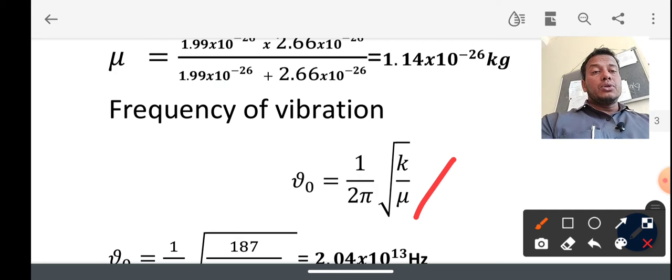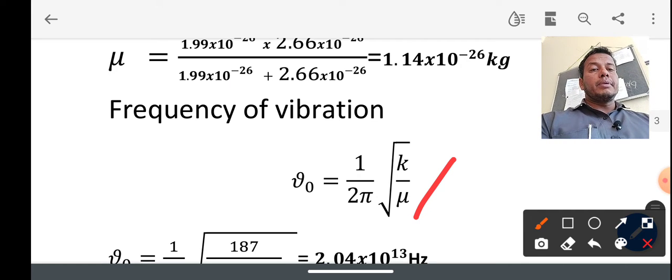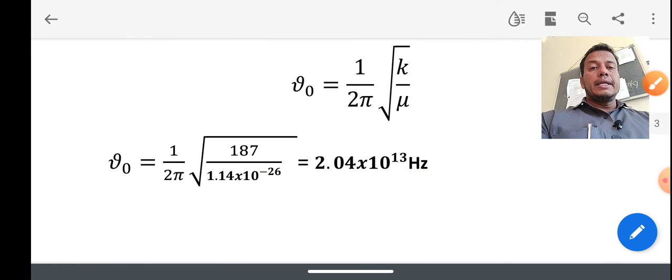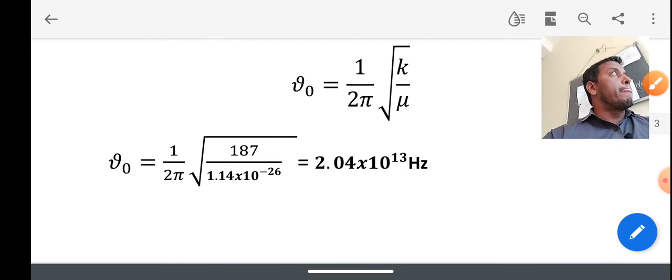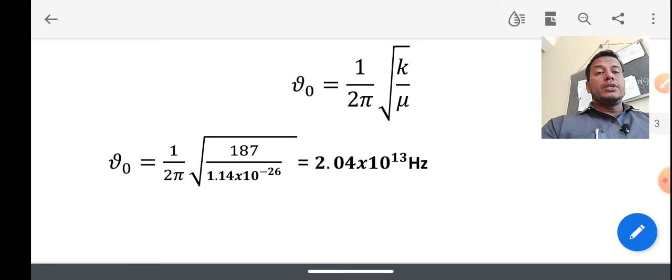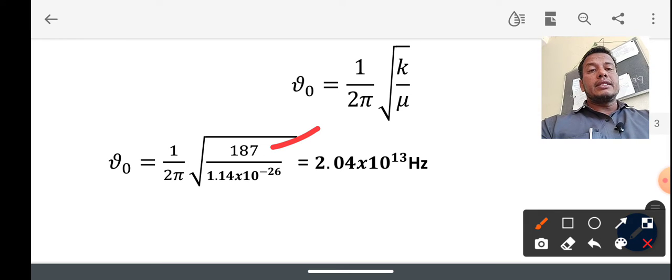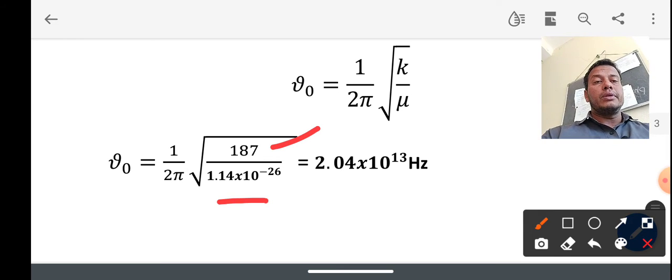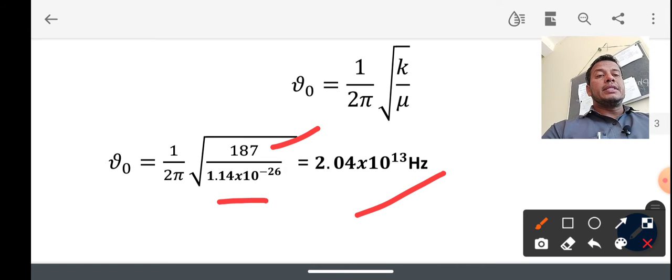The frequency can be calculated for the vibration, that is nu naught is equal to 1 by 2 pi square root of k by mu. K is the force constant here. So, you get nu naught is equal to 1 by 2 pi into the constant 187 and mu is 1.4. You get the frequency as 2.04 into 10 to the power of 13 Hz.